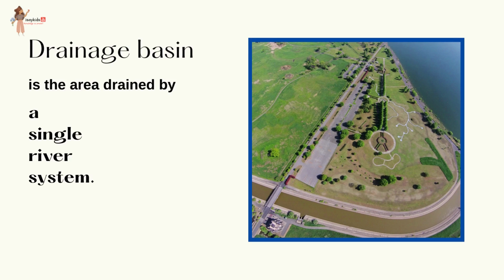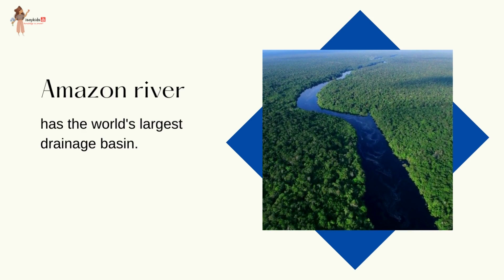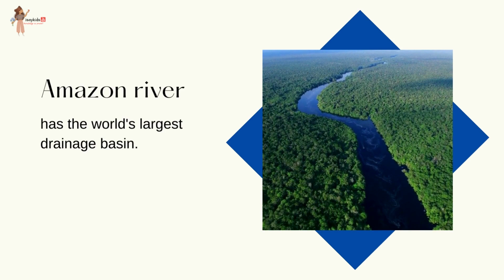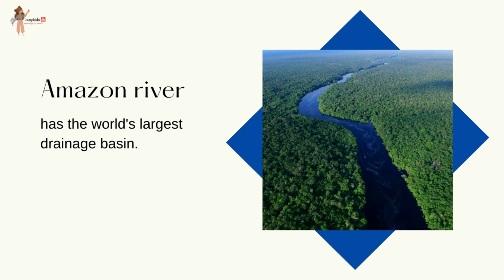The area drained by a single river system is called a drainage basin. The world's largest drainage basin is of Amazon River. Know more about Amazon River and some of the world's largest rivers in our video, Largest Rivers in the World.